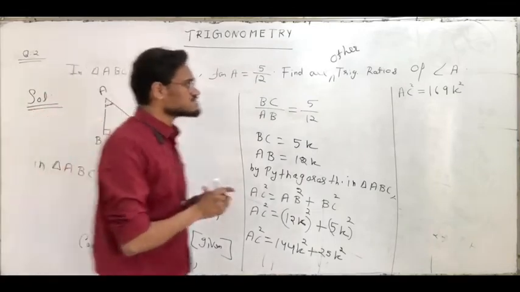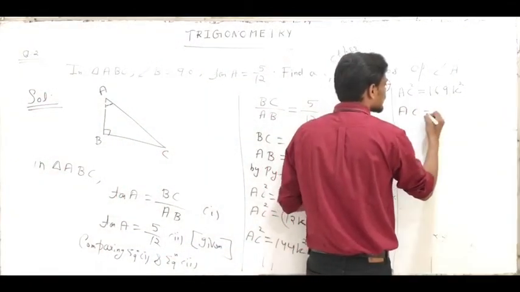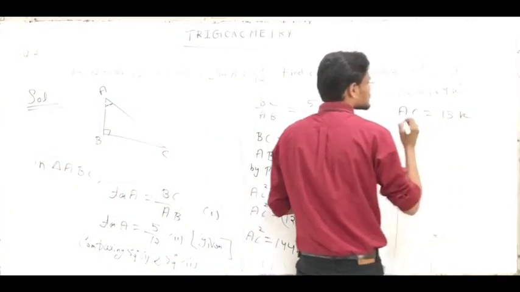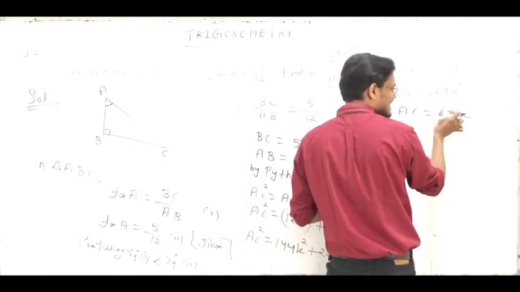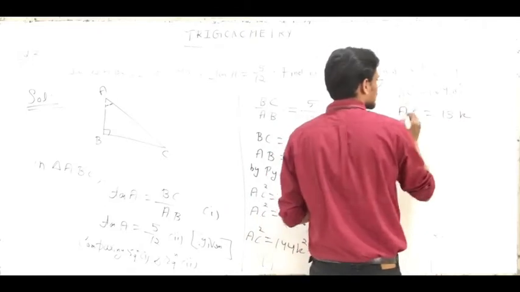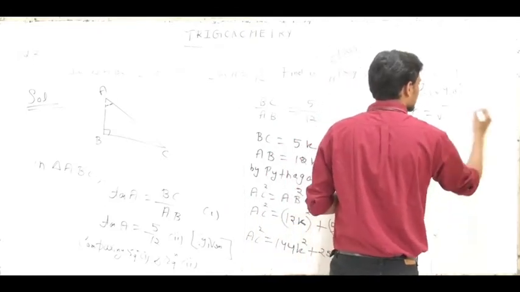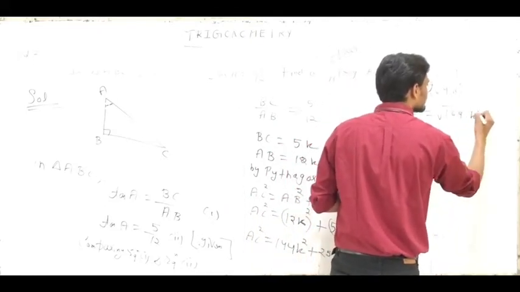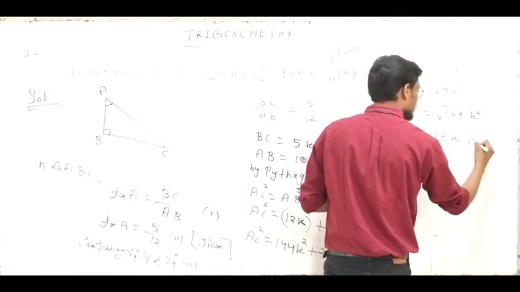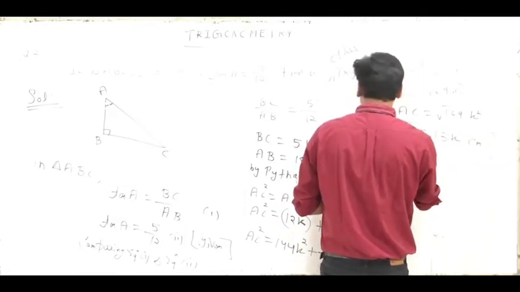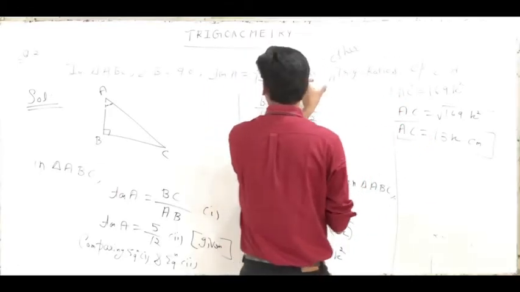Now AC square is 169K square. So the length of AC is going to be the square root of this, and the square root of 169 is 13. And see, let me write one more step. So it's going to be 13K. The unit will be the same as given. Okay, because we are given the units in centimeters.